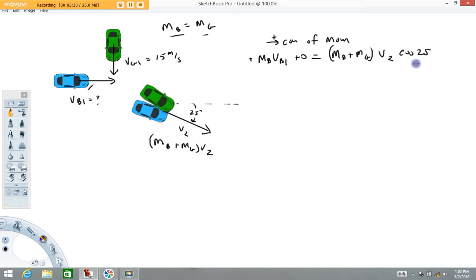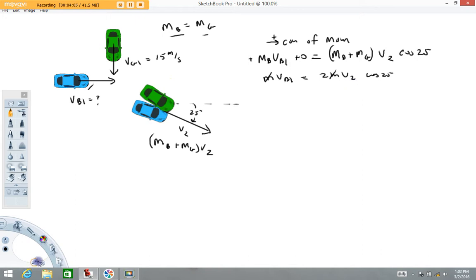assuming they're identical cars. Now, if they're identical cars, that means this can be written, I'm just going to call this mVB1 equals 2m v2 cosine 25. And you'll notice that the mass is now going to divide out of this. And let's see, VB1 equals 2 V2 cosine 25. This still has two unknowns. Don't know VB1, don't know V2. All right, so we got to write another equation.